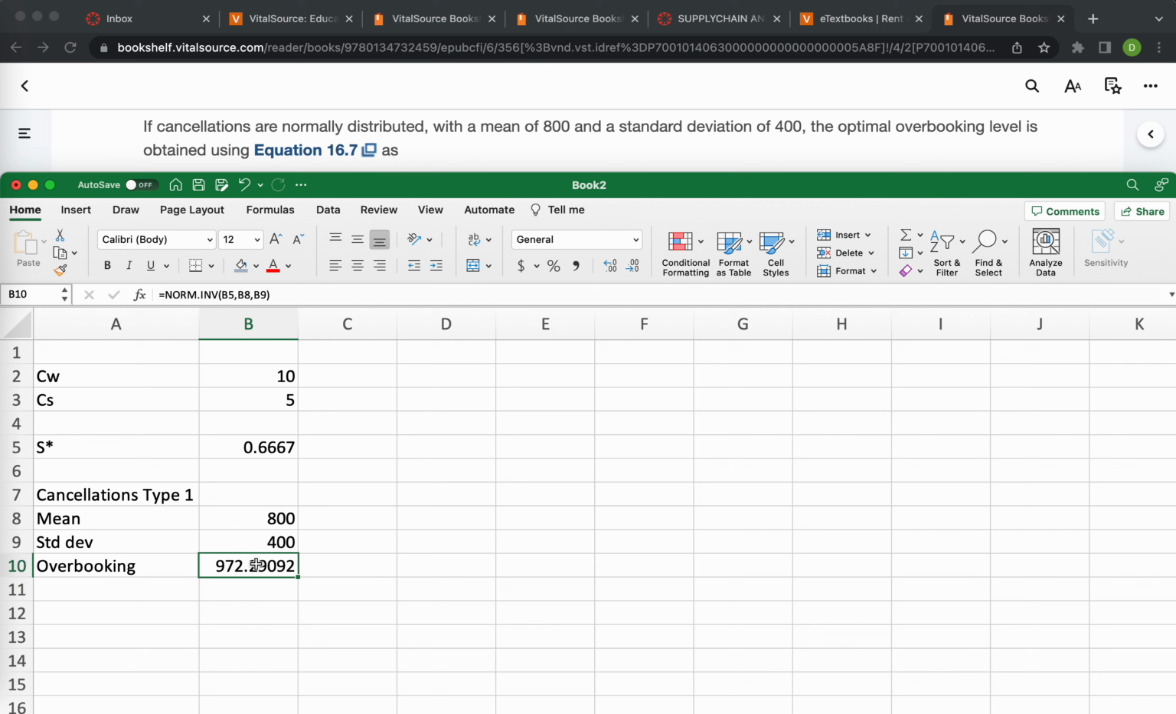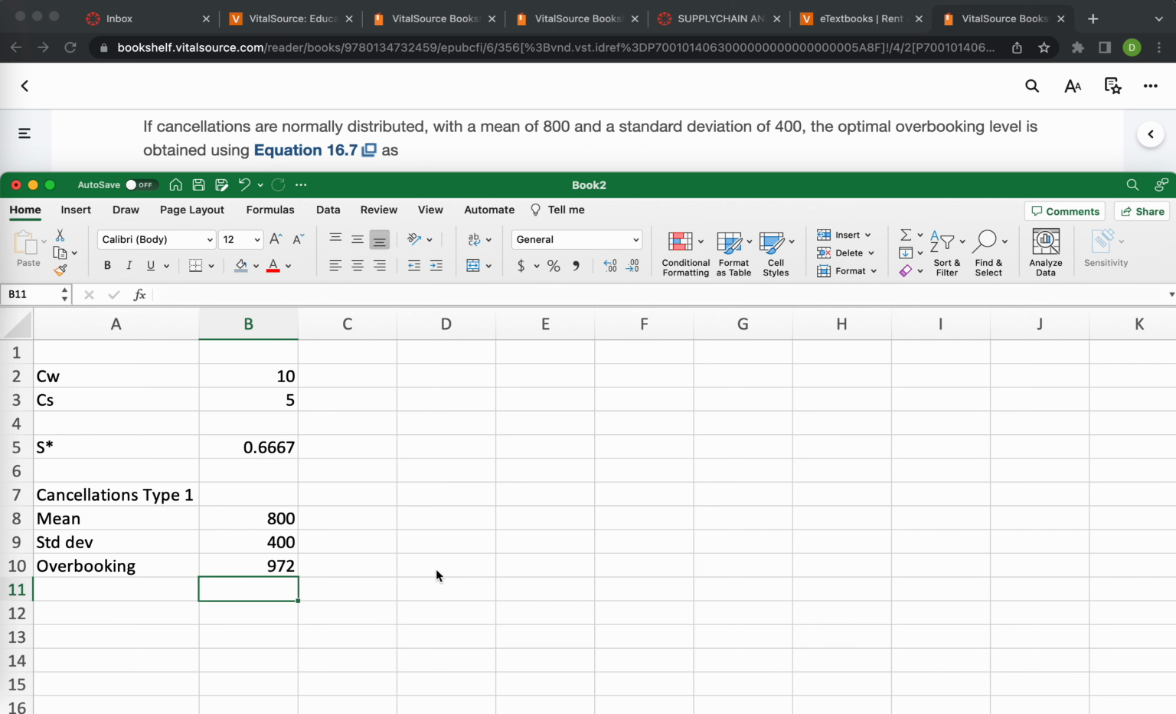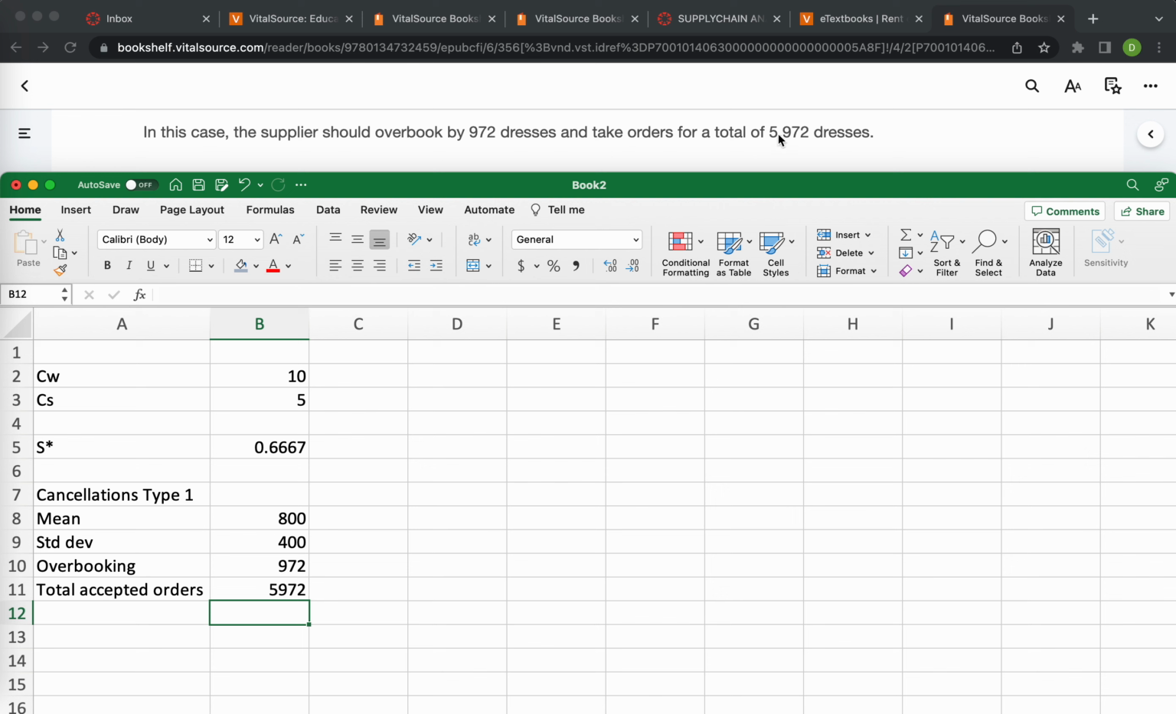So 972. Let's round that, just going to use the round function around it with 0 decimals. Right, 972. And so the total accepted orders: how many orders should they accept? Well, they have a capacity of 5,000, and so they should overbook by 972. So it'll be 5,000 plus 972, 5,972. That's how many orders they should accept, right?